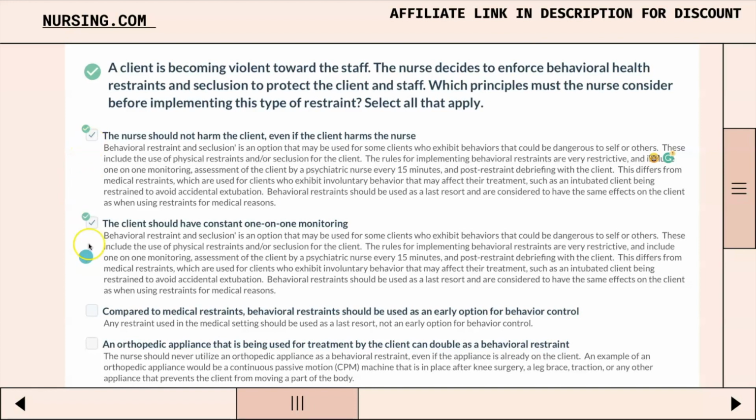But the correct answers, again, they're not in the same order that they were in the previous slide, but the client should have constant one-on-one monitoring, and the nurse should not harm the client, even if the client harms the nurse. And the big teaching point I want to drive home is that behavioral restraints are a last resort.